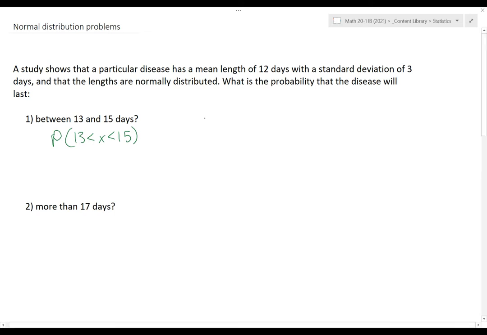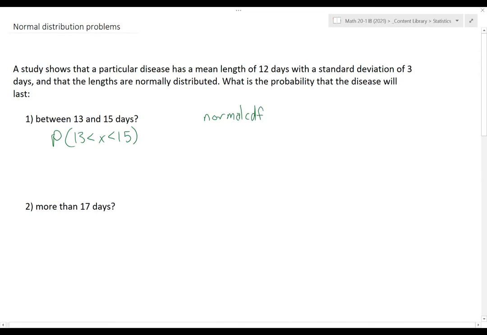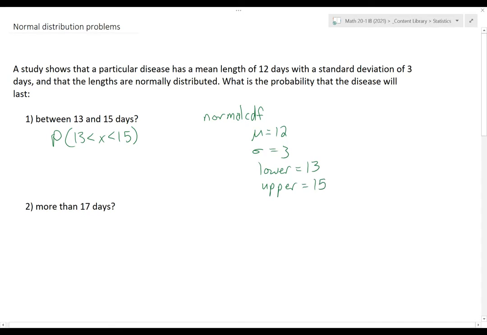We use something called a normal CDF. Now, depending on your calculator, the order in which you put the parameters into the calculator is going to vary. But the things you are going to need to put into the calculator are the mean, which in this case is 12, the standard deviation, which is 3, and you will need a lower and an upper bound. So logically enough, in this instance, that is 13 and 15. Specific instructions for how to use your either Casio or TI calculator to find this can be found in D2L or just honestly by Googling it.